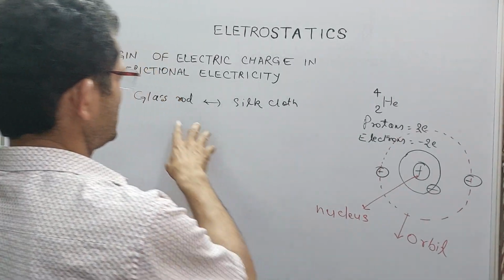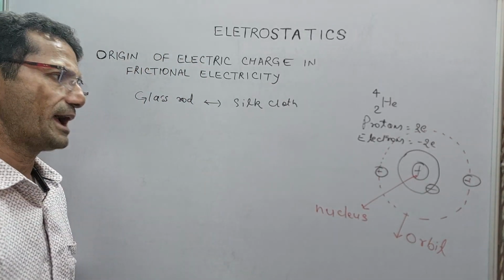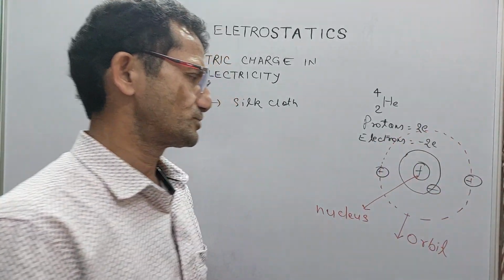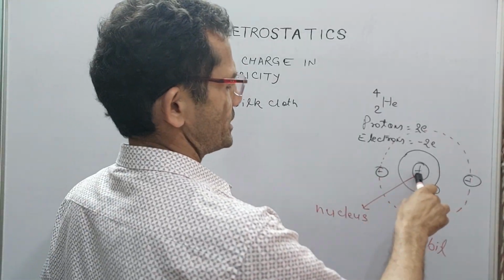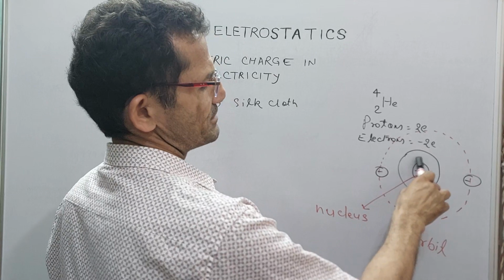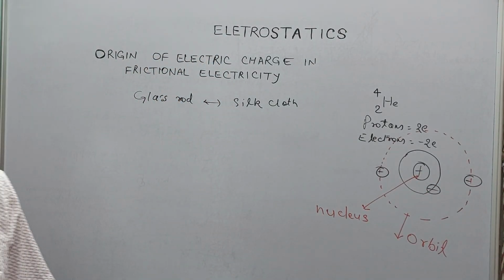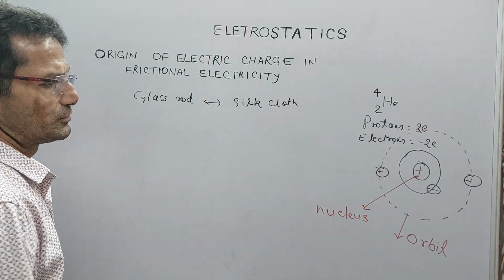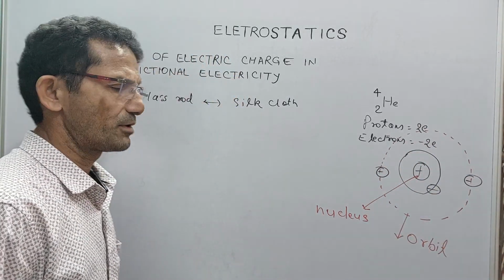So we know that these two objects are made of atoms, and an atom is initially electrically neutral. The nucleus is strongly bound. The protons, the positive charge, remain in the nucleus. We cannot practically withdraw them from the nucleus, so the only possibility is that electrons can come out from the orbits.